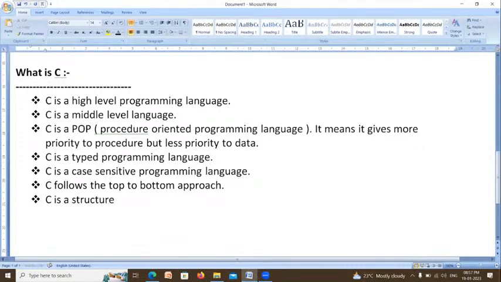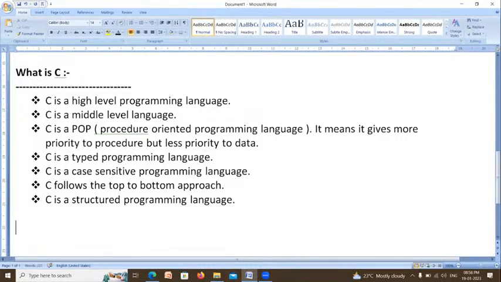C is a structured programming language. A C program has a specific structure. You have to remember the procedure also: how to write the program, first what to write, then what to write, then what to write. Top to bottom, you have to follow the sequence also. So it is called a procedure oriented, structured programming language. So this is about the C language.